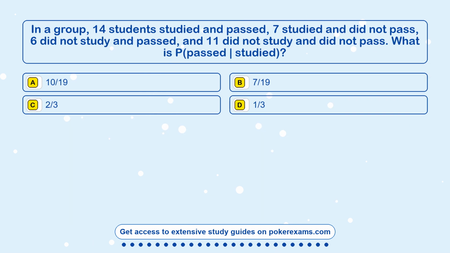Question 23. In a group, 14 students studied and passed, 7 studied and did not pass, 6 did not study and passed, and 11 did not study and did not pass. What is P(passed | studied)? Option A 10/19. Option B 7/19. Option C 2/3. Option D 1/3.